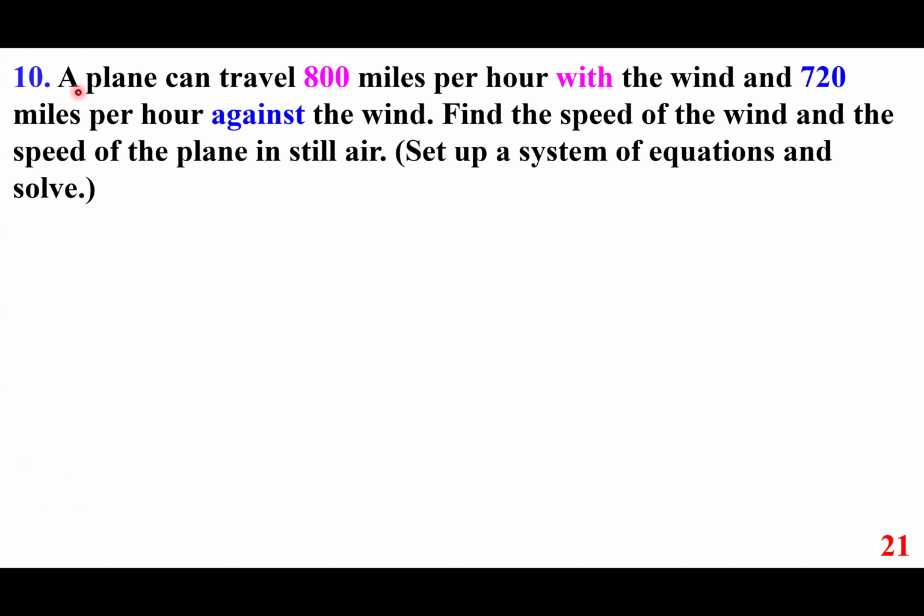A plane can travel 800 miles per hour with the wind and 720 miles per hour against it. Find the speed of the wind and the speed of the plane in still air. Set up a system of equations and so on. You should define your variables, everybody. So we can go with X and Y, but it's easier to go with the initials. We let P represent the speed of the plane, W the speed of the wind. We just use the initials.